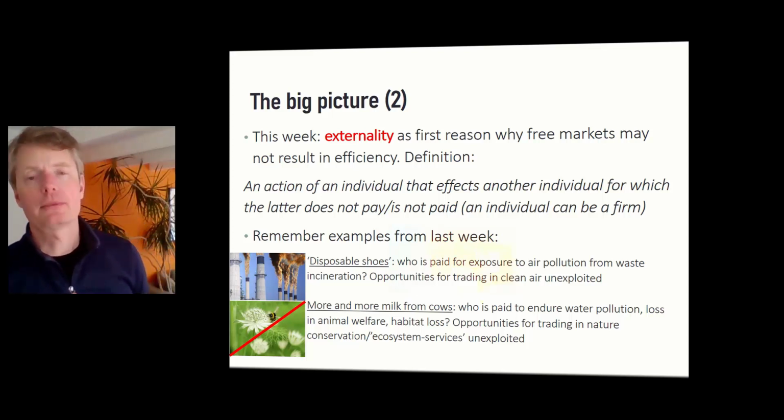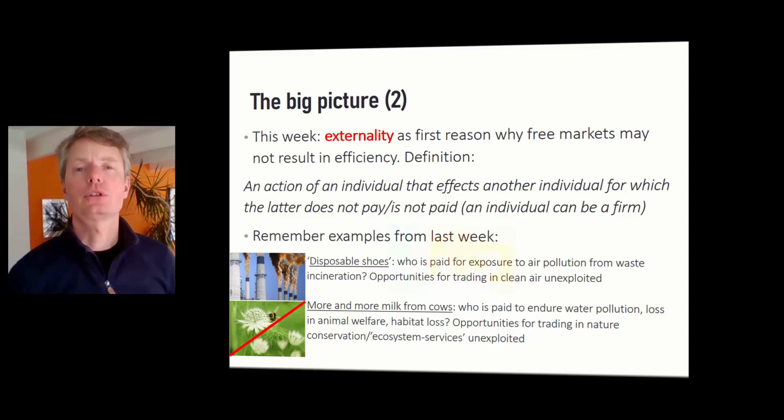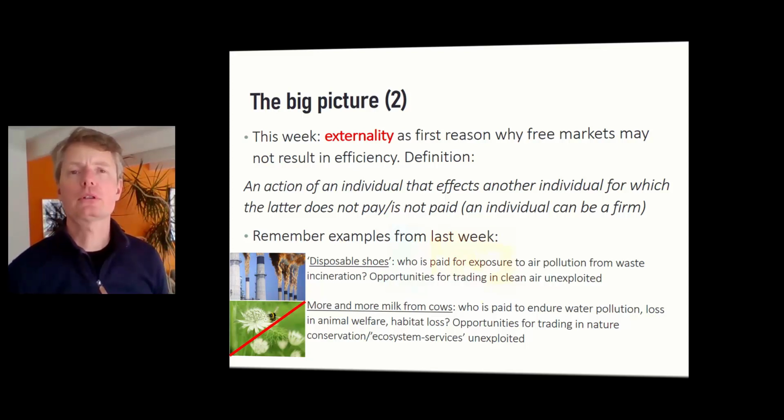Alright, so this week, externalities. How do we define externalities? An externality is an action of an individual that affects another individual, for which the latter does not pay or is not paid. And an individual can also be a firm.